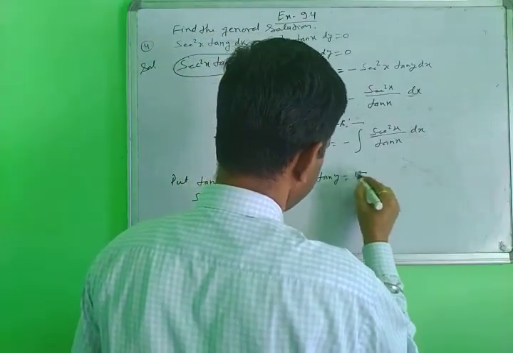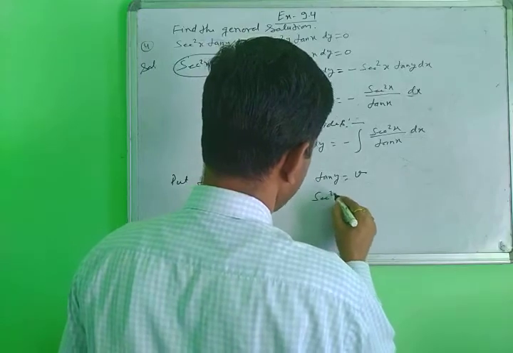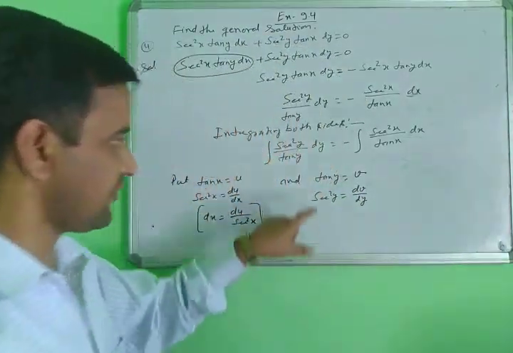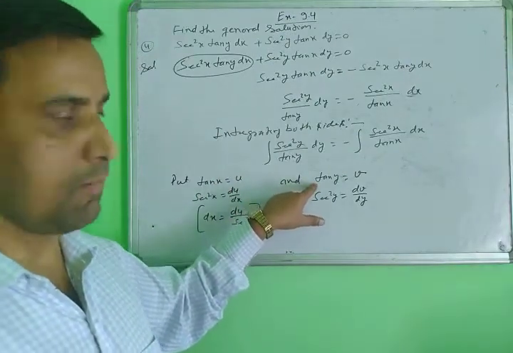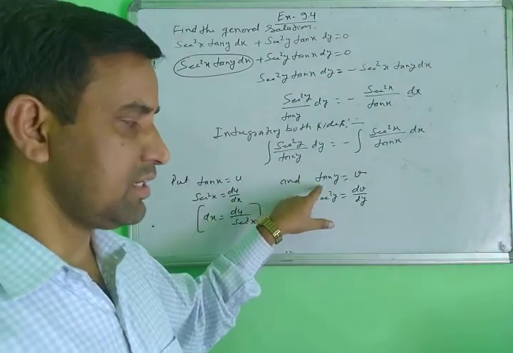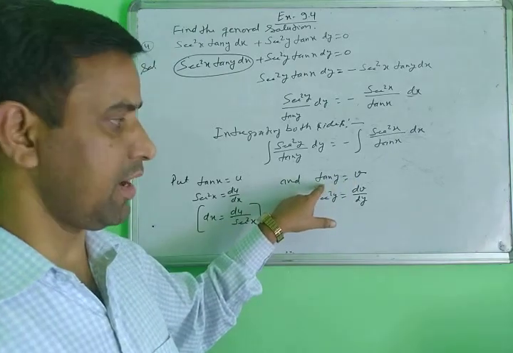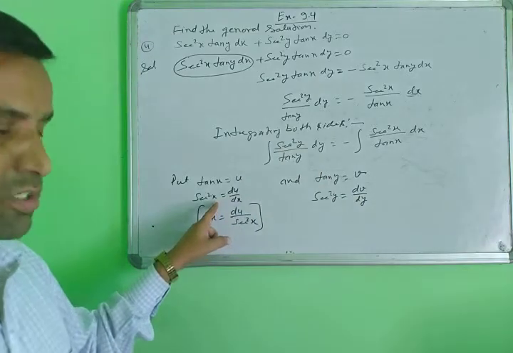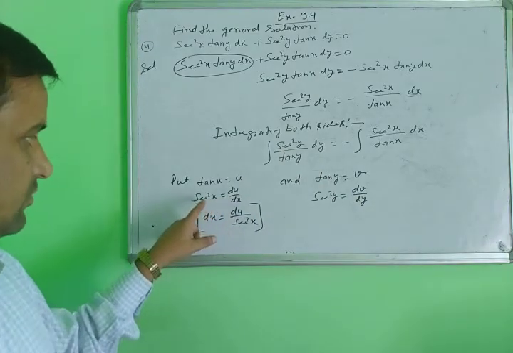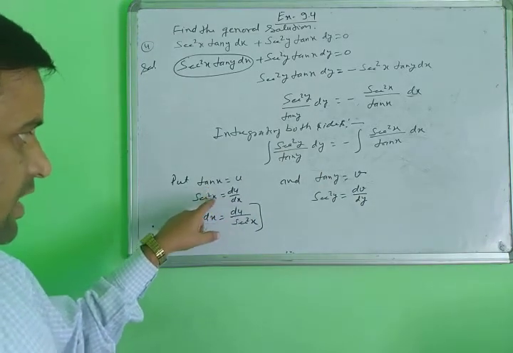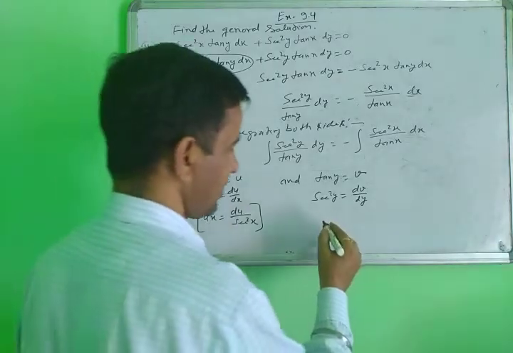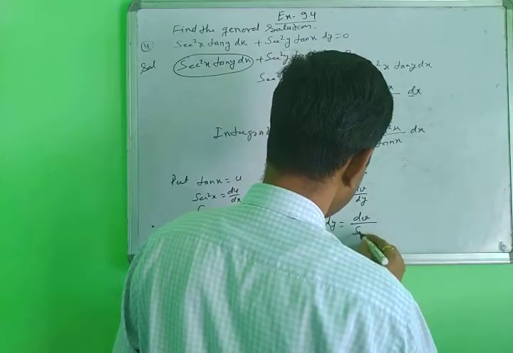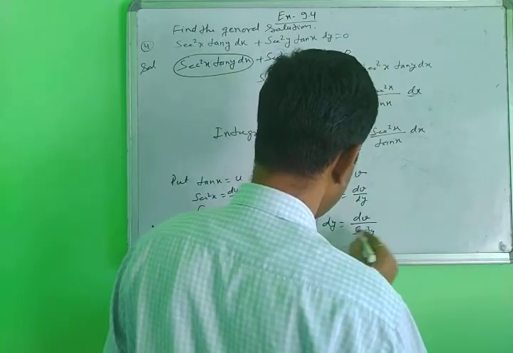Second, tan y equal to v means sec square y equals dv over dy. When you differentiate this function with respect to y, you get sec square y and dv over dy. In the same way, you find the value of dy here, which means dv upon sec square y.